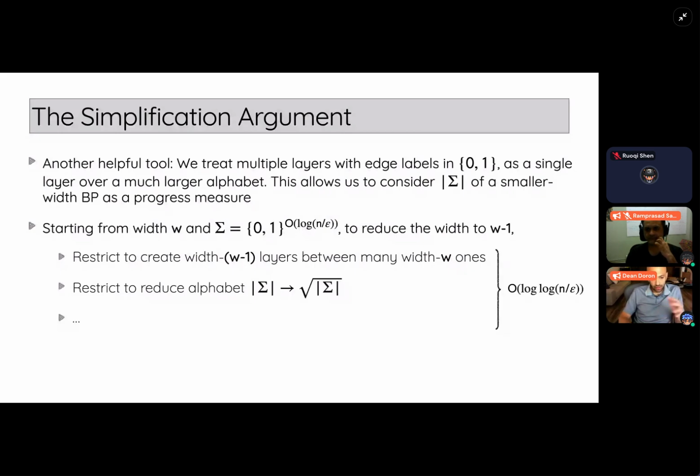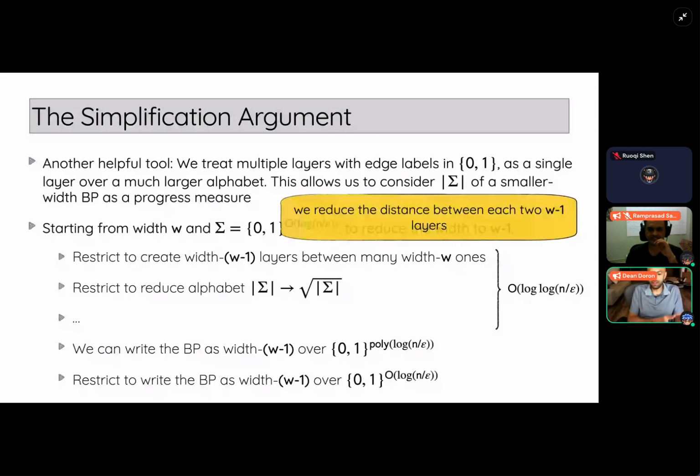And eventually, what we can show is that we can actually write the width W branching program as a width W minus 1 branching program after all these restrictions over {0,1}^{poly(log n / epsilon)}. And then we want to return to the base alphabet size of {0,1}^{O(log n / epsilon)}. You can view this as reducing the distance between each two width W minus 1 layers until we can just treat the branching program as having width W minus 1.